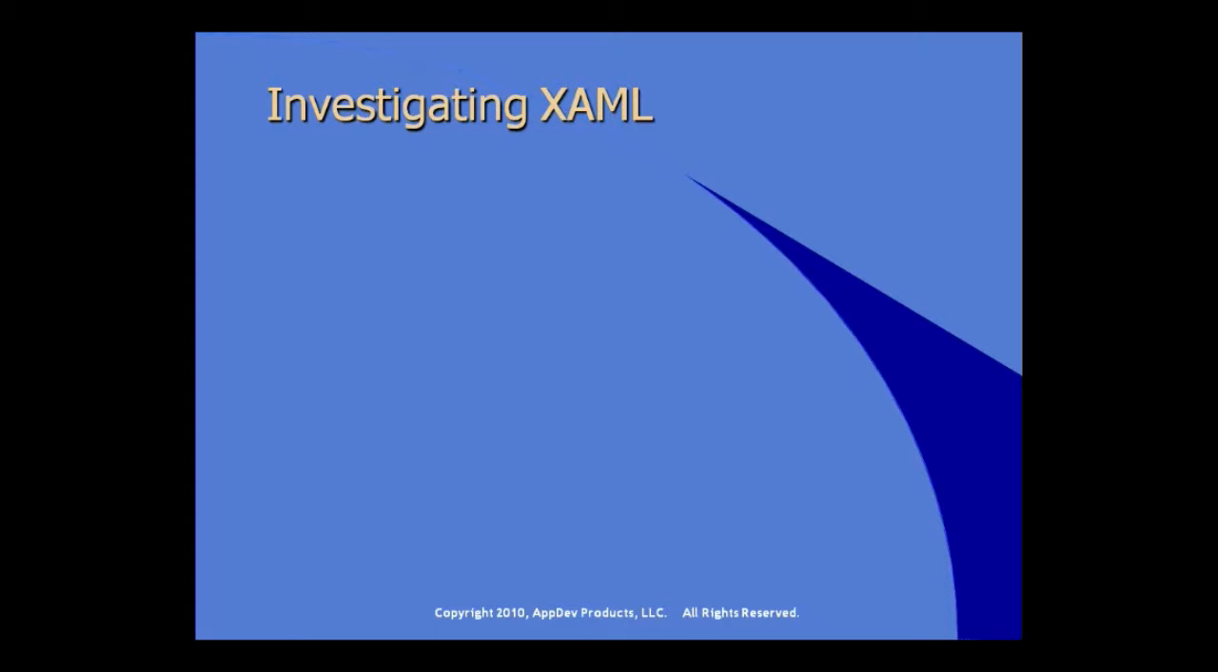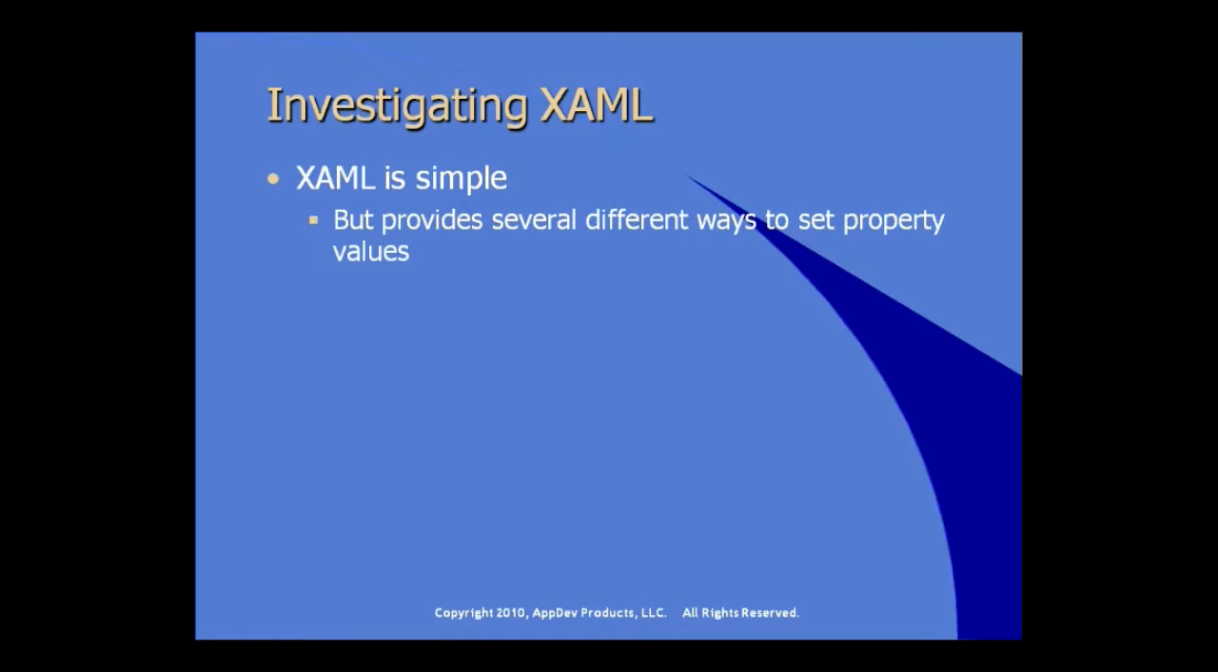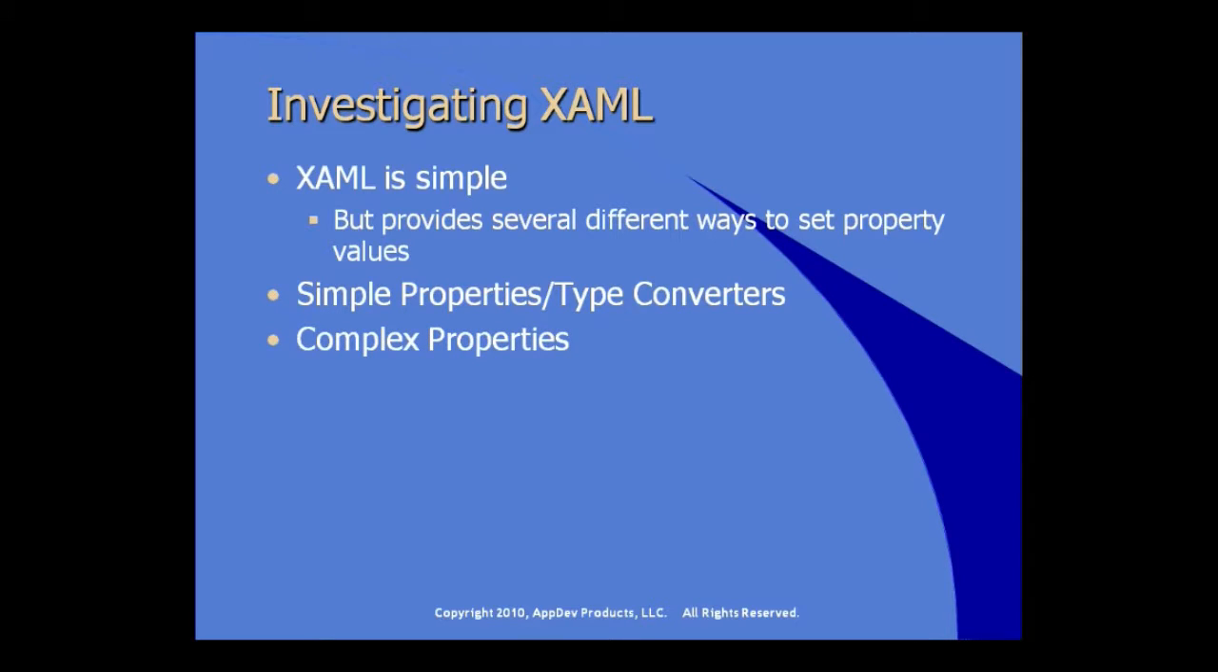You've had a taste of working with XAML, and as you've seen, XAML is pretty simple. It's just a grammar of XML. But it does provide several different ways to set property values. We can cover pretty much all of XAML in 4 basic concepts. We'll look at simple properties and type converters. We'll investigate more complex properties. We'll look at markup extensions that provide non-standard ways to set properties. And we'll look at attached properties, each individually.